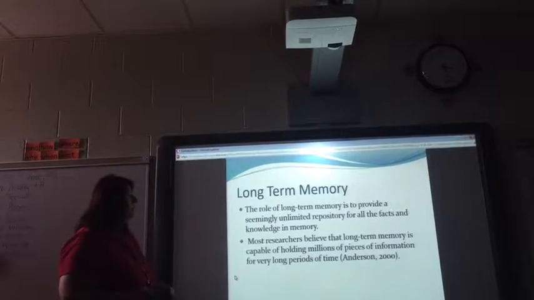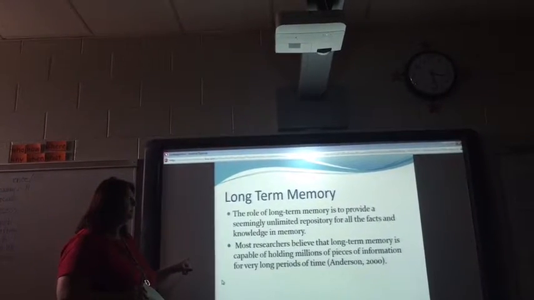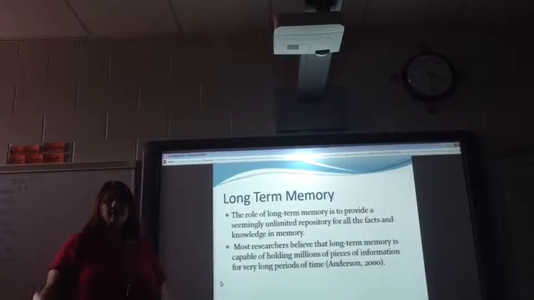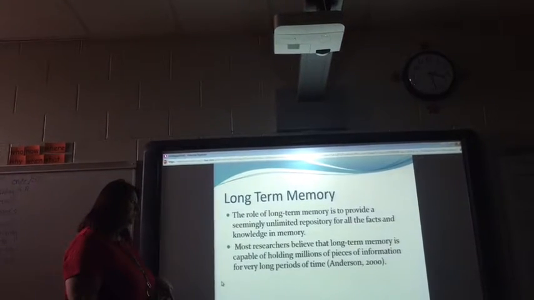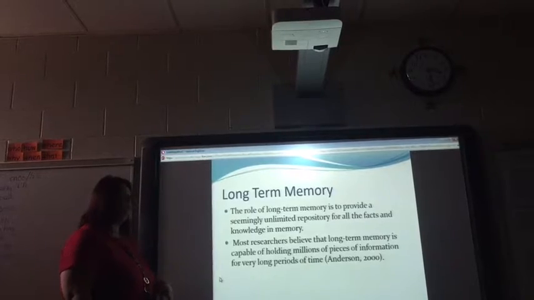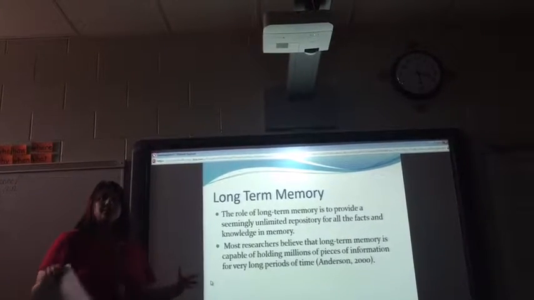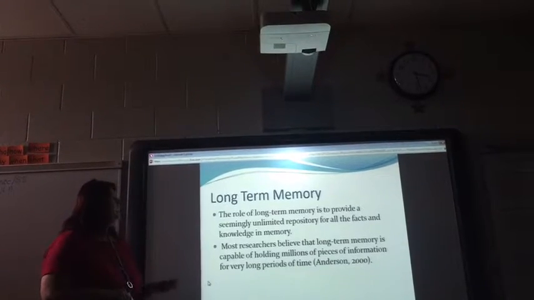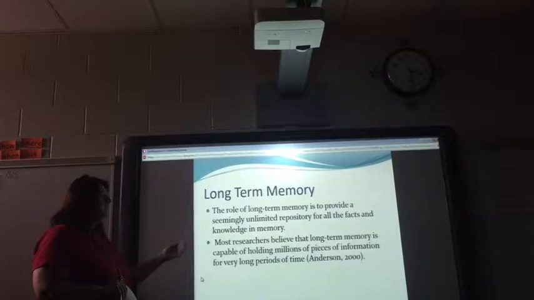Long-term memory. The role of long-term memory is to provide a seemingly unlimited repository for all the facts and the knowledge in your memory. Most researchers believe that long-term memory is capable of holding millions and millions of pieces of information for a really long time, for a lifetime. That is obviously different for all of us.